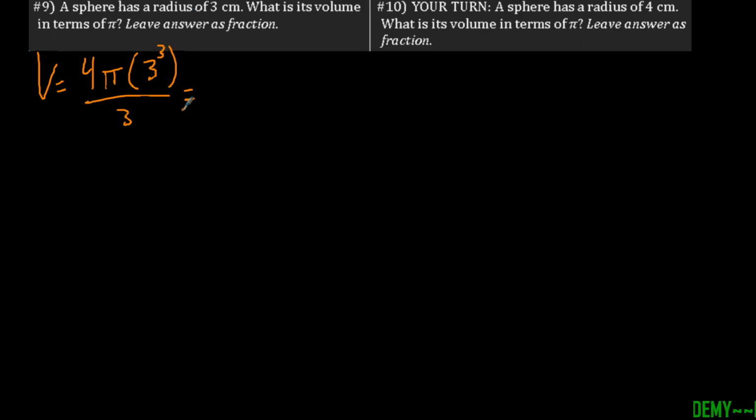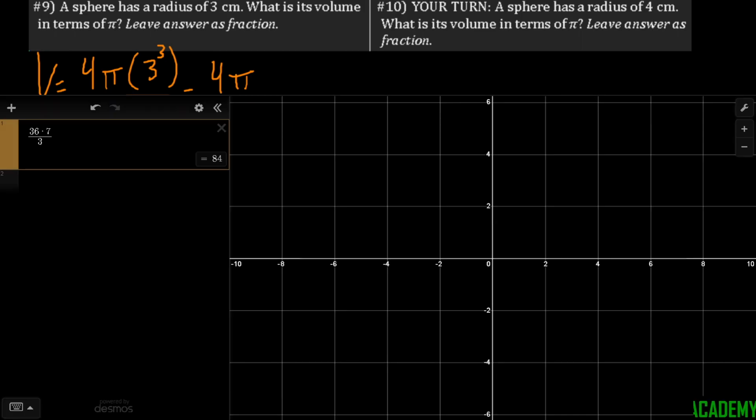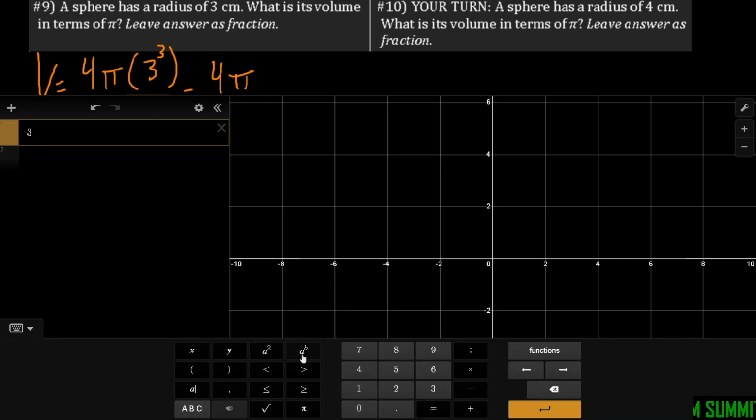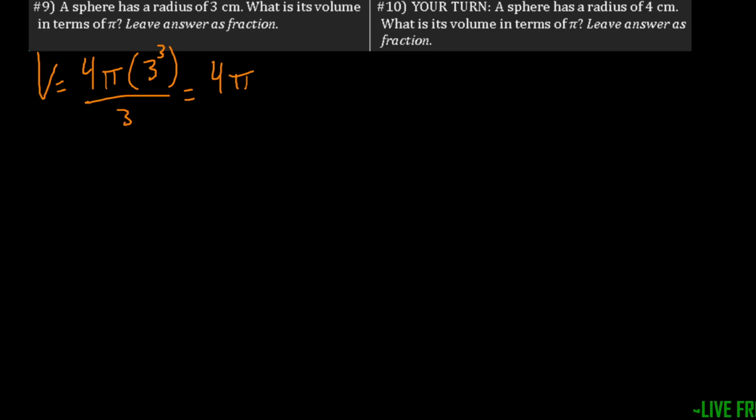So when I multiply that out, I have 4 times pi. Let me show you how to get to the third power. Similar to when you square something, you're going to say I have 3 to the exponent. So I use that A to the B button. Now I'll type in 3, and it will give me 27. So make sure you're careful when you're using those buttons. So I have 3 cubed is going to be equal to 27. So I have 4 times pi times 27 all over 3.